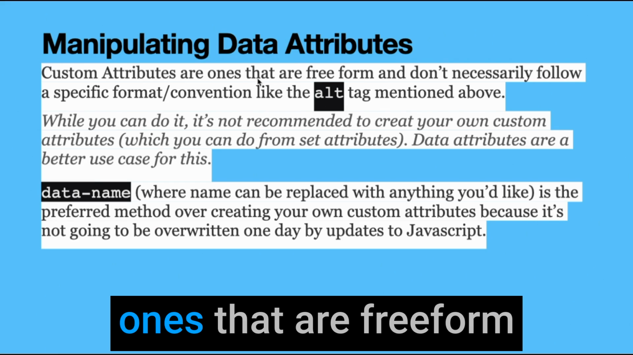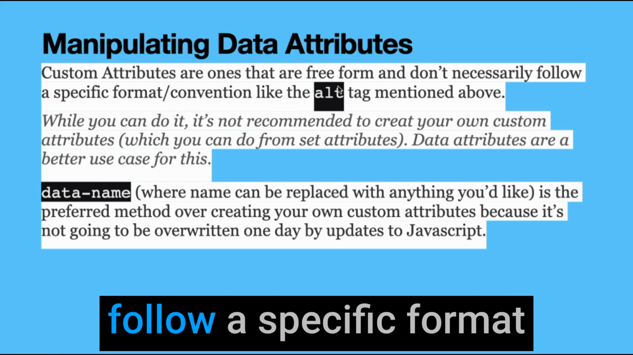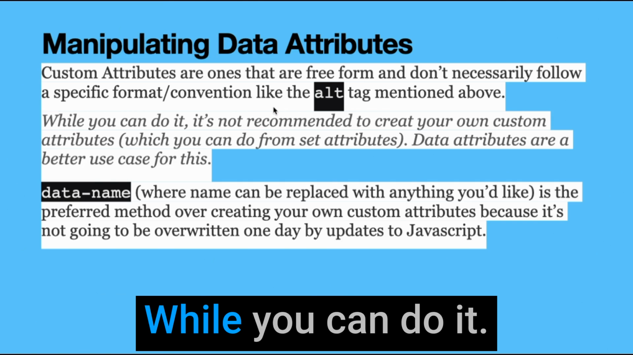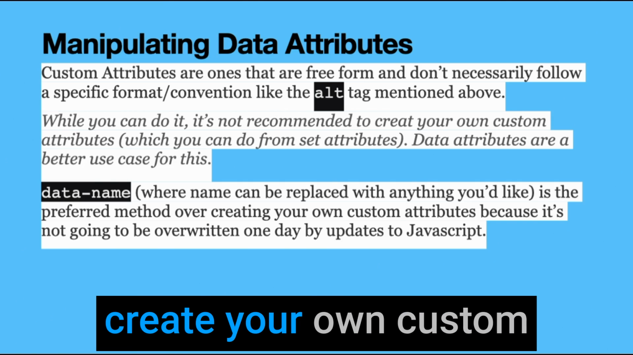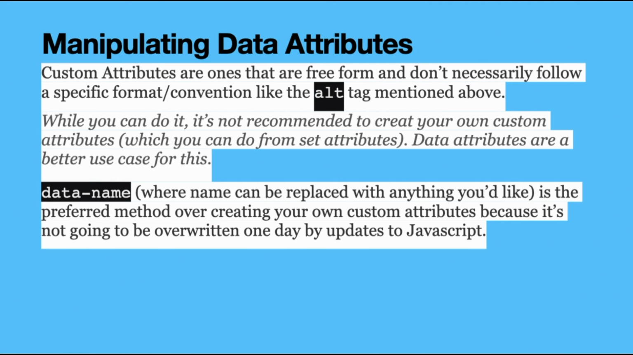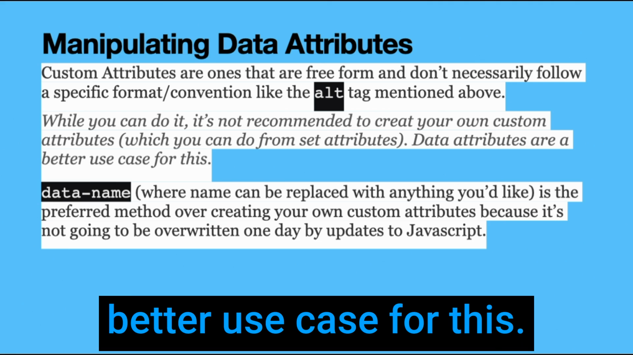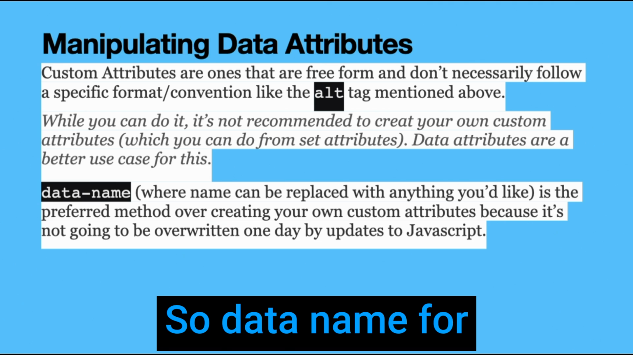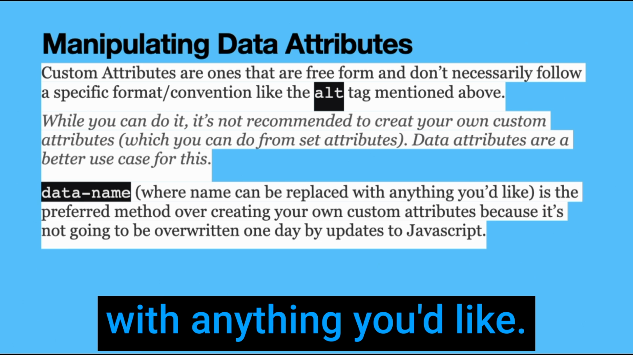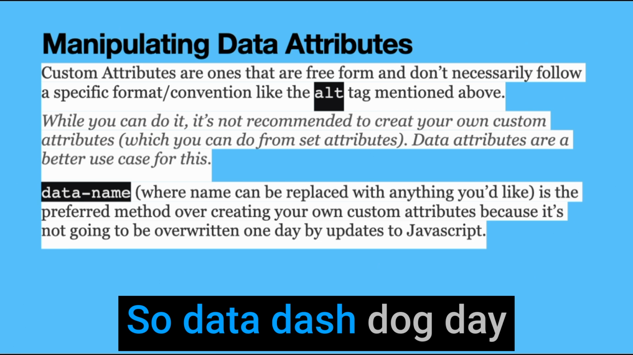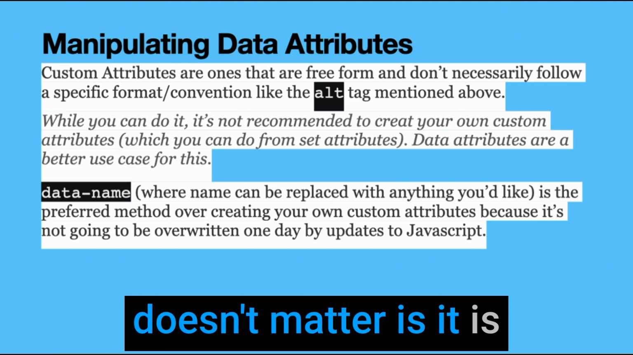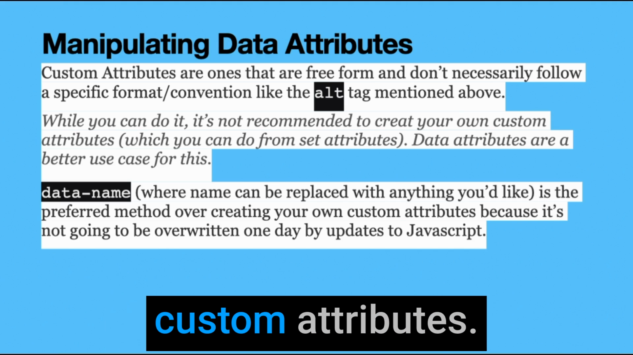And lastly, there's manipulating data attributes. Custom attributes are ones that are free form and don't necessarily follow a specific format convention, like the alt tag we mentioned before. While you can do it, it's not recommended to create your own custom attributes, which you can do from setAttribute. Data attributes are a better use case for this. So data-name, for example, where name can be replaced with anything you like. So data-dog, data-drew, doesn't matter. It is the preferred method over creating your own custom attributes.